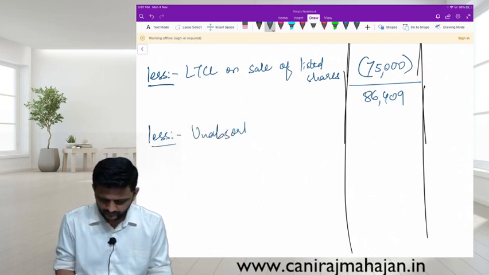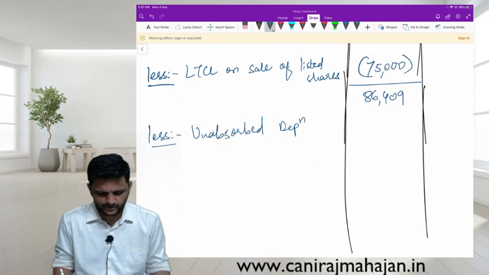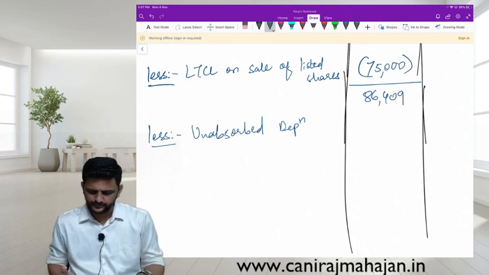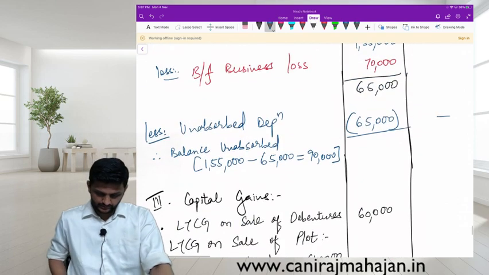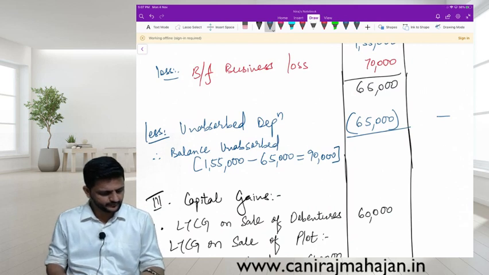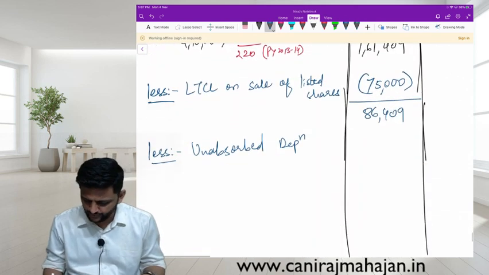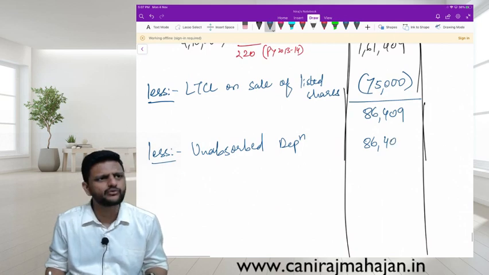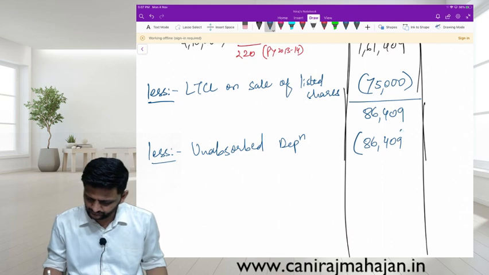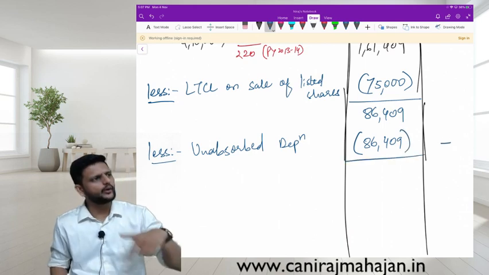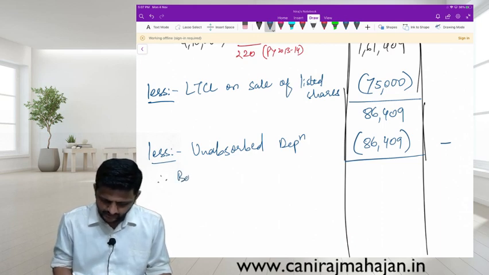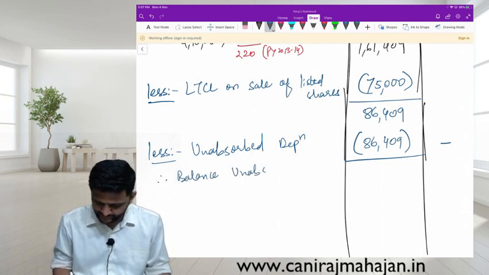Unabsorbed depreciation. How much? 86,410 still remaining. How much was the balance? 90, 90 still remaining. 86,410. Now again you can go back over there. So therefore the balance unabsorbed depreciation is.